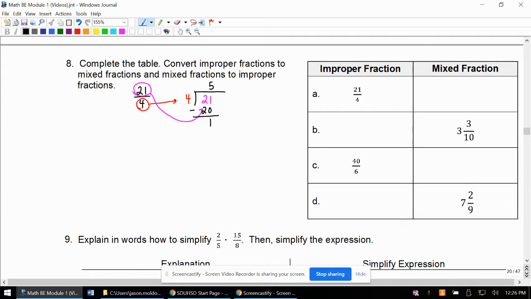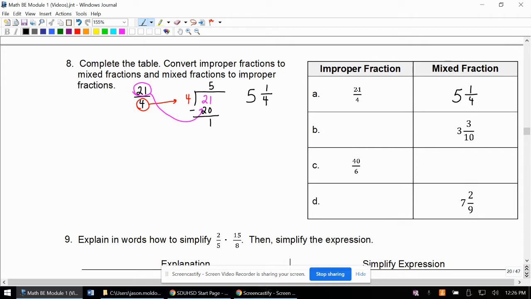And so now we have our new fraction, which is 5. That is our quotient, our value up top. 5, and then our remainder is 1 over 4, and 4 is the divisor that was outside. So 5 1/4.